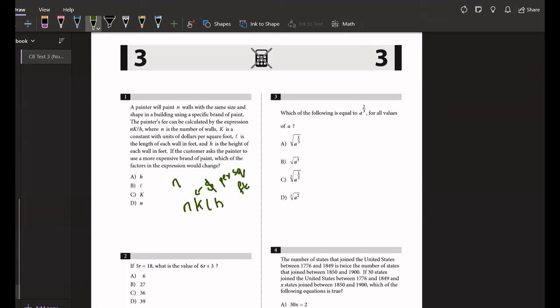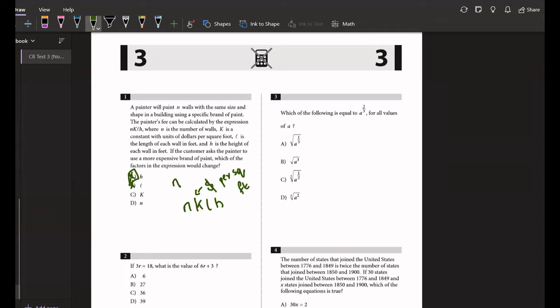If the customer asks the painter to use a more expensive brand of paint, which of the factors in the expression would change? H is the height of the wall. If a customer is asking for a better brand of paint, the height of the wall won't be changing, right? So obviously A is not our answer. L is the length of the wall. Again, the length of the wall is not going to change, so we are going to cancel that.